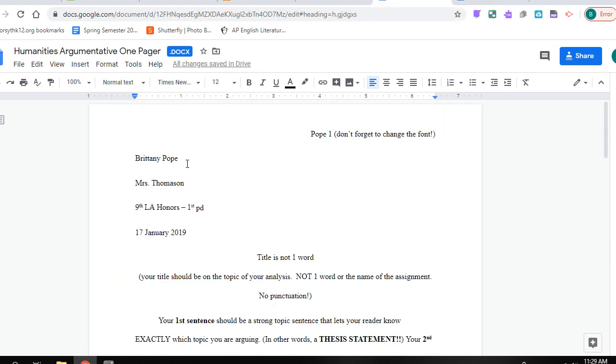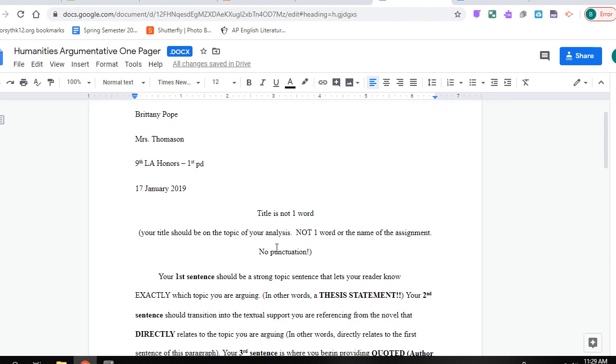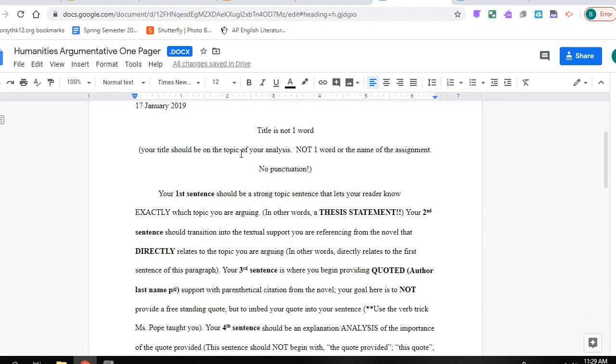So this is the one-pager. Don't forget your name, teacher's name, class, so this would say humanities, and then the due date, right? So come up with a title that's not one word. It should be on the topic of your analysis, okay? Not the title of the book, not the title of your SDG, not the title of any random thing, okay? There's no punctuation. You don't underline it, you don't bold it, you don't italicize it. No. It stands plain, boring, in the middle, and that's it. All right.